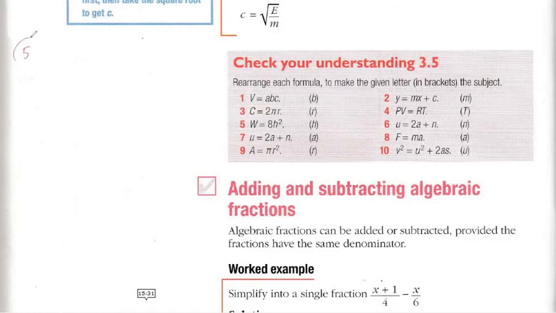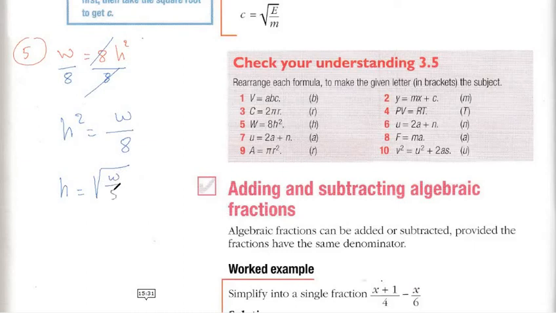Five, w equals 8h squared. Make h the subject. To make h the subject, isolate h alone on one side. So divide by 8 on both sides. We can cancel 8 with 8. So h squared equals w over 8. When we have a squared variable, we use square root. So take the square root of both sides. The square root of h squared is h. The square root of the other side is the square root of w over 8.